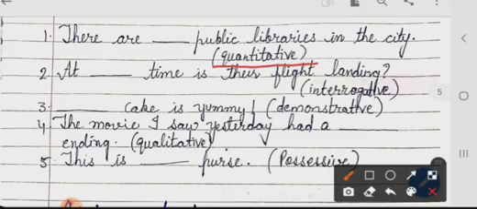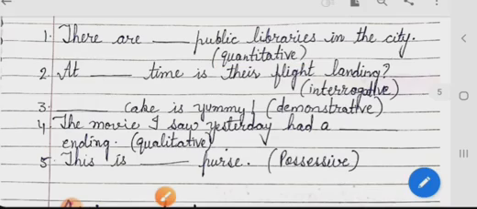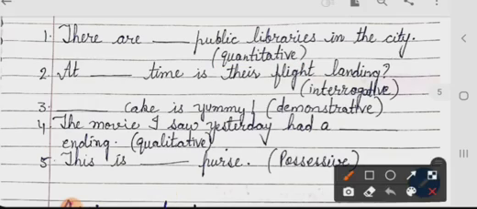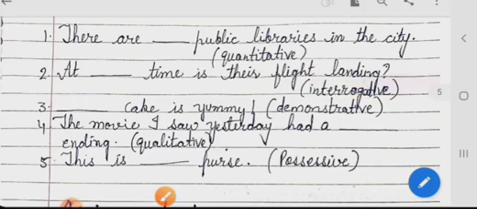So students, there are few public libraries in the city. Few is a quantitative adjective. At dash time is their flight landing? You have to fill in an interrogative adjective here. At what time is their flight landing?